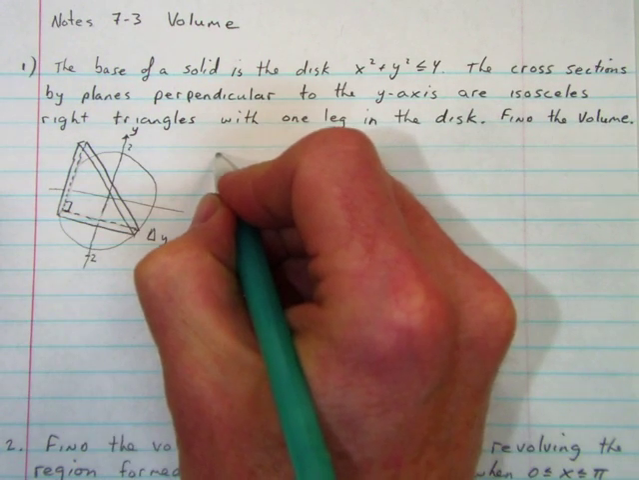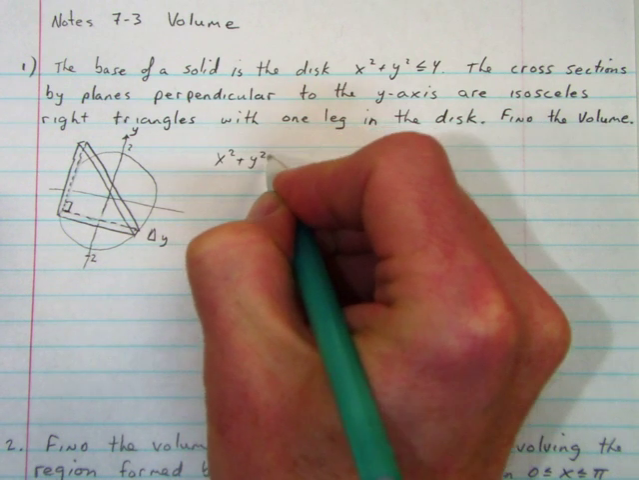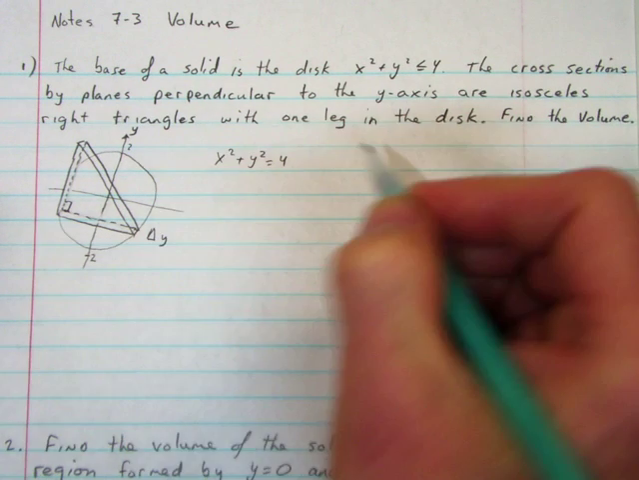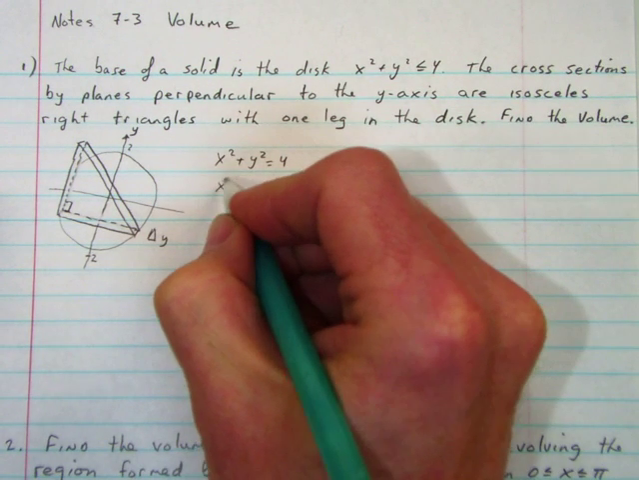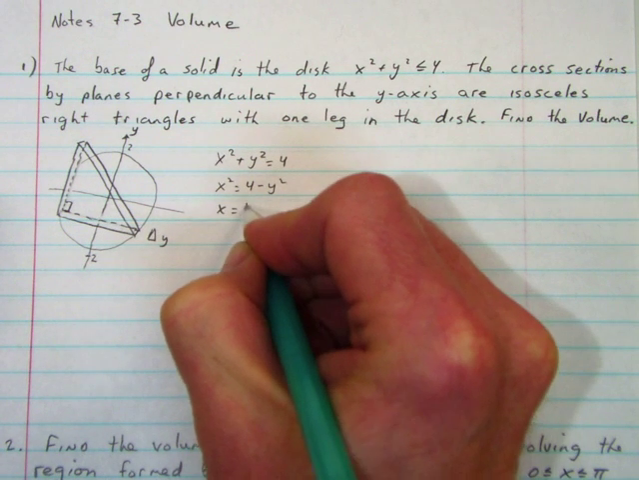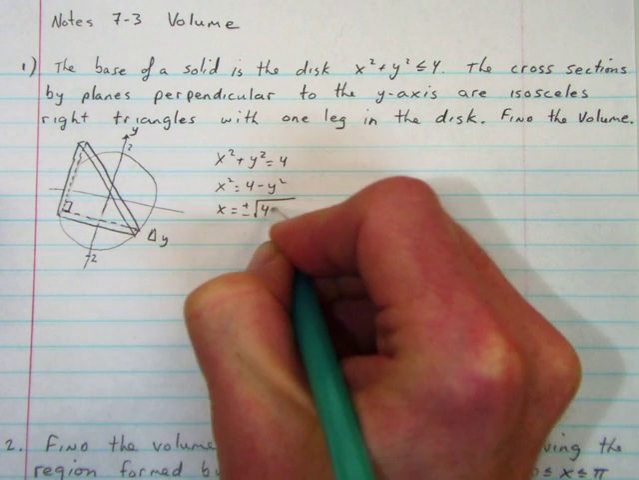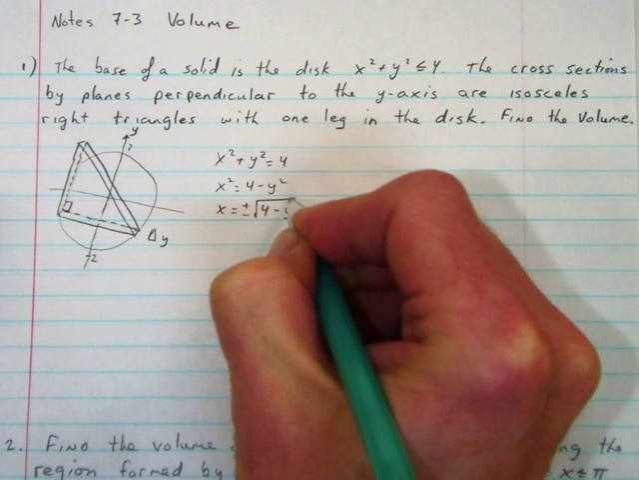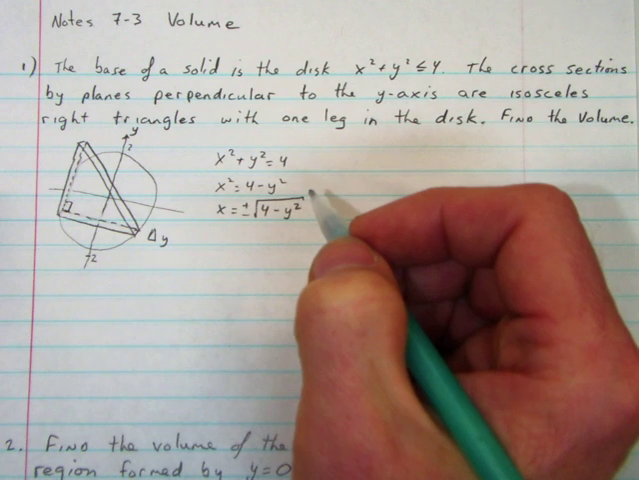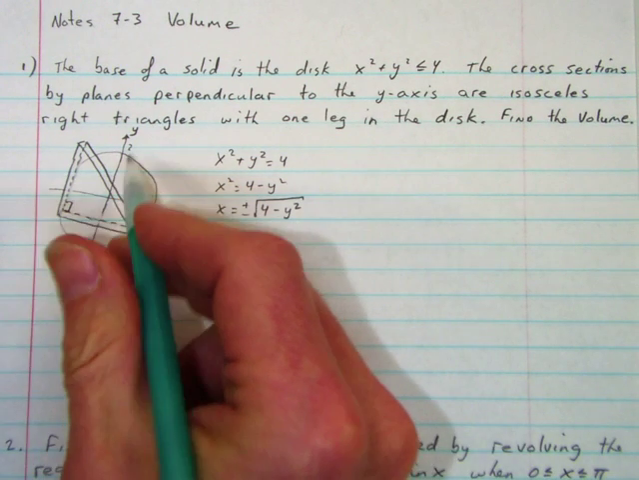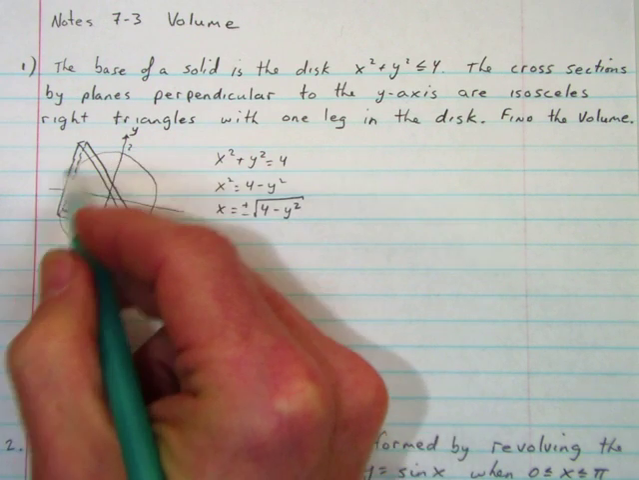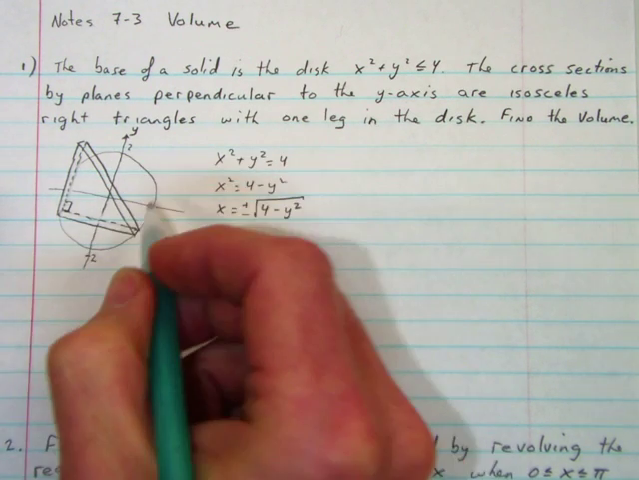We have x squared plus y squared equals 4. Since we have a delta y integral, everything needs to be in terms of y. So we have x squared equals 4 minus y squared, or x equals plus or minus the square root of 4 minus y squared. Now we can treat this one a couple of ways because there's symmetry in here. The right side will be the positive side and the left side will be the negative.